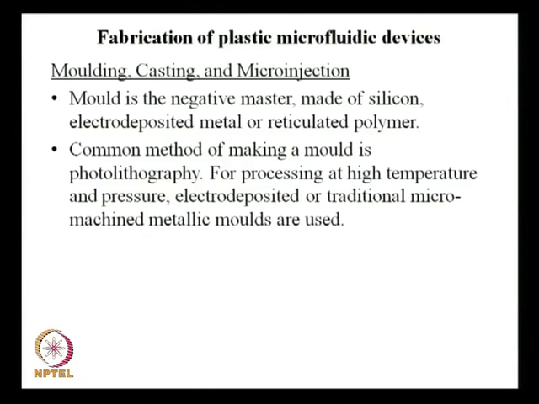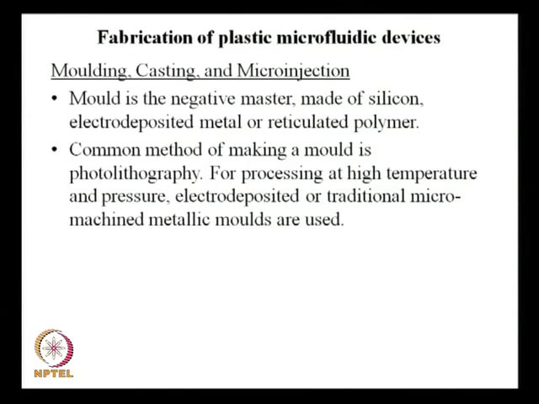Now, mold is the negative master made of silicon, electro deposited metal or reticulated polymer. So, this is a mold. Mold is basically the negative master. The master is the one which remains there, and using the master you create thousands of replicas. So, here the negative master can be made of silicon itself, or it could be electro deposited metal, or it could be reticulated polymer.